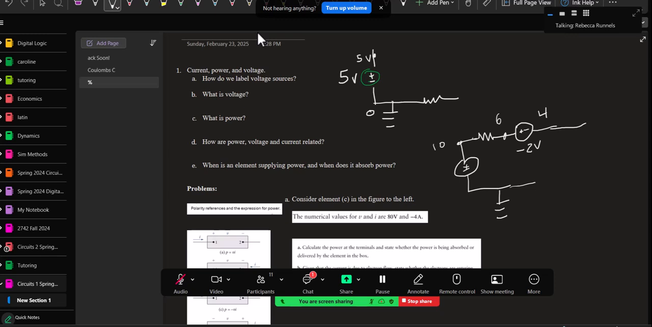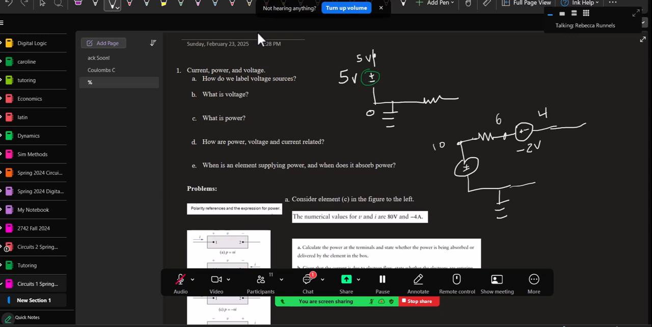So the label on the voltage source is very important. It tells you what the difference is between the positive side and the negative side. But it can be labeled however you want to label it. It's just how it's given. So it can be given as a positive voltage source and be given as a negative voltage source. But that's how it works.